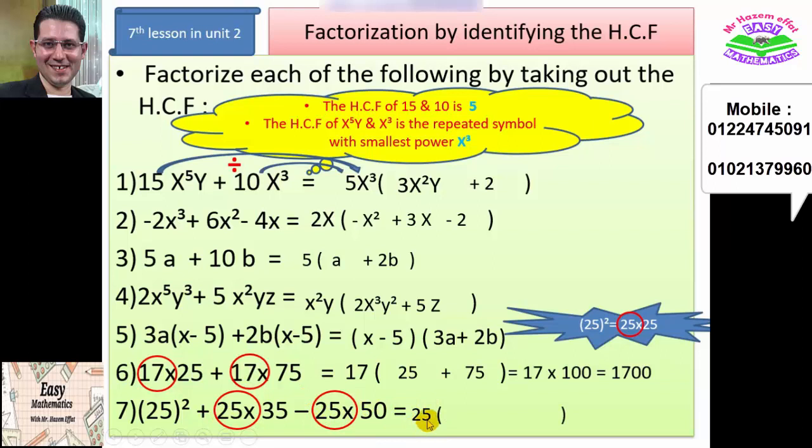By taking 25 as HCF, open your brackets. And what about the remainder here? It will be just 25. And what about the remainder here? It will be plus 35. And what about the remainder here? It will be minus 50. And by multiplying 25 by the result here, which is 10, the final answer will be equal to 250.